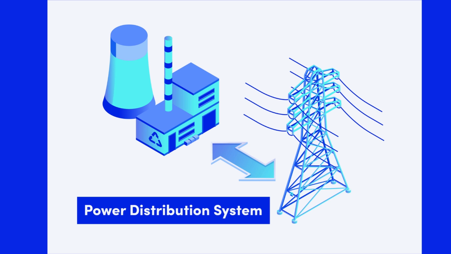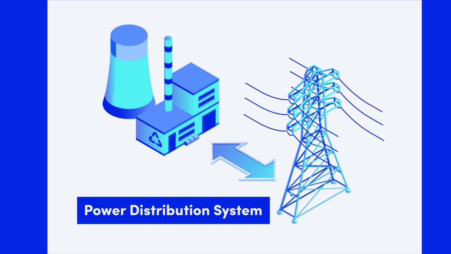Service drops. These are the lines that carry electricity from the distribution transformers to individual buildings. They typically consist of overhead wires or underground cables. Meters. Meters measure the amount of electricity used by a customer. This information is used by the utility company to bill the customer for their electricity usage.